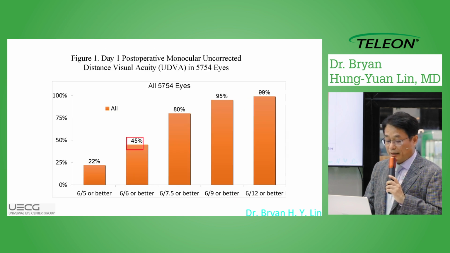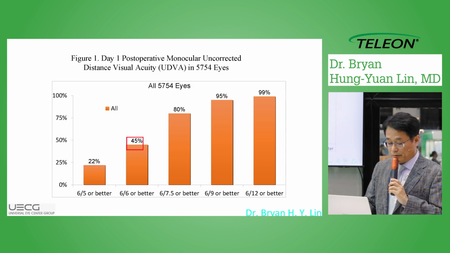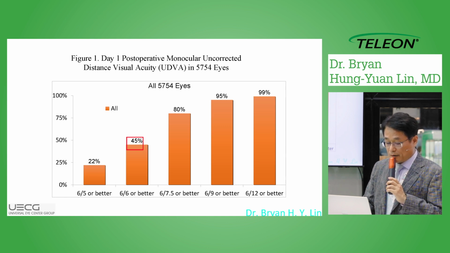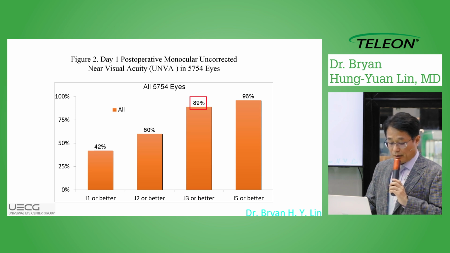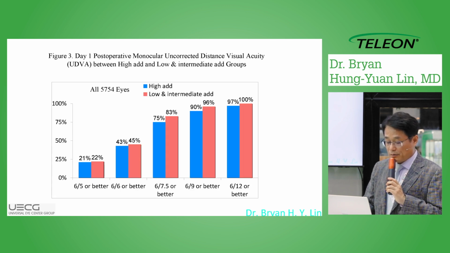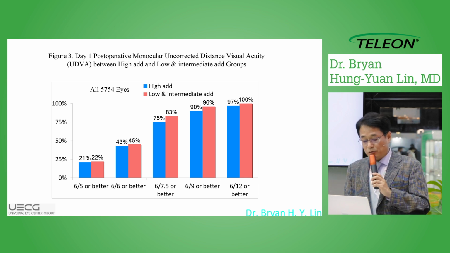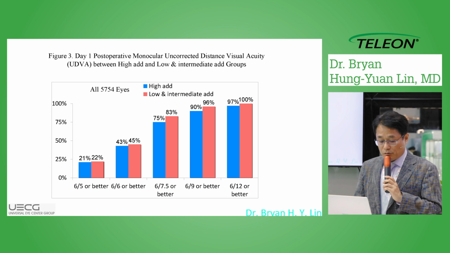This figure shows the day 1 post-op UDVA result for eyes I implanted with presbyopia-correcting IOLs. Notably, 45% of eyes achieved a monocular UDVA of 20/20 or better. I also achieved UIVA of J3 or better in nearly 90% of eyes. On day 1 post-op, there was no significant difference in UDVA between the high-add group and the intermediate to low-add group among these eyes.